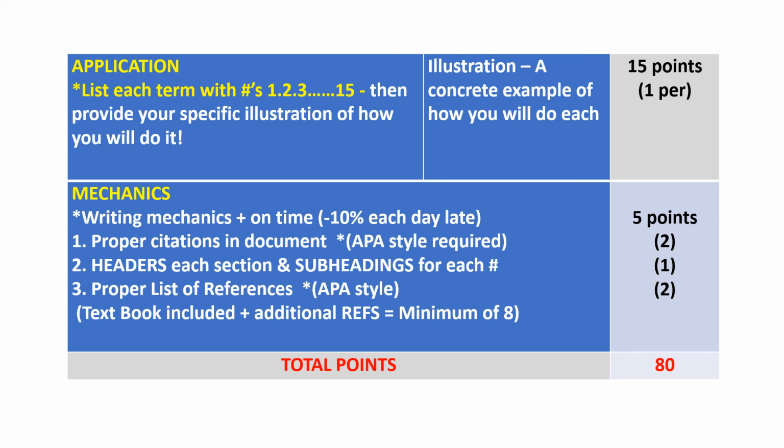You can see proper citations, headers and subheadings, just as I talked about, and then a list of references at the end. Total points, 80. This should be pretty straightforward. The key is to follow the format I just talked about, so it's easy for me to pick out, but then you can also use it all for project 6.